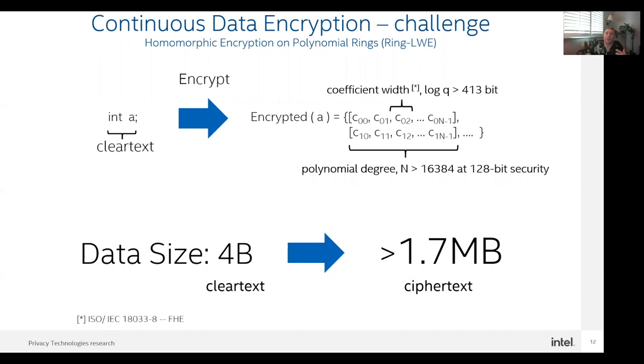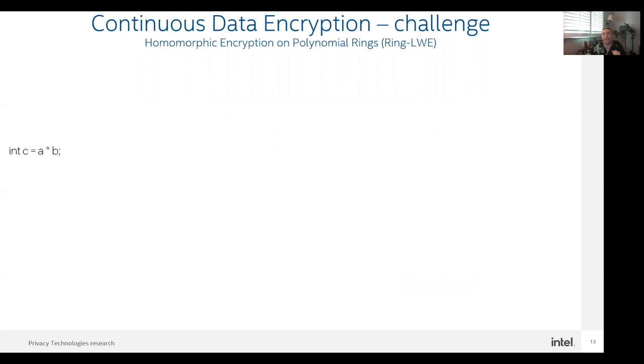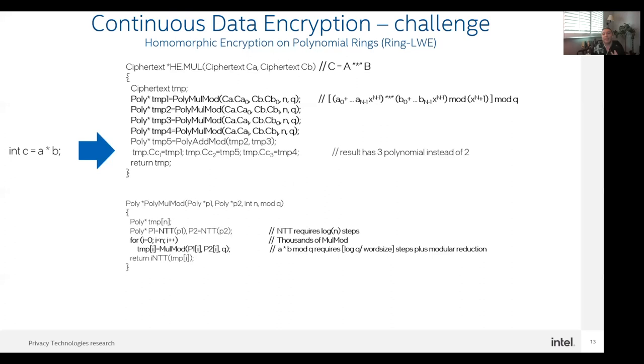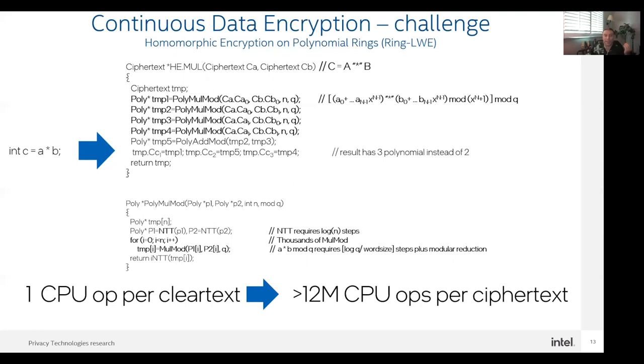And the second thing, associated to the data explosion, is that anytime I want to perform a clear text operation in the homomorphic domain, if I target traditional hardware, for a single CPU operation per clear text that I have on the left-hand side, I need to replace that, with the equivalent parameters that we have seen in the previous slide, with more than 10 million CPU operations per ciphertext. So there is a huge explosion in the compute that comes also with a lot more data movement and a lot more power consumption, etc. And so, with this in mind, that's pretty much where we are.